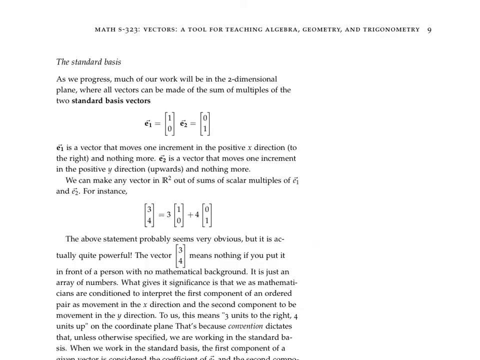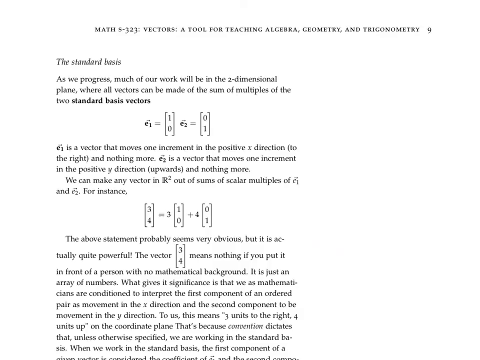So both of these have length 1 as far as their arrows go. And take a look that if you take an arbitrary vector in R2, like 3, 4, you can construct this vector using scalar multiples of the standard basis. 3 times E1 plus 4 times E2 will give you 3, 4. Now this seems really, really obvious, but it's actually really powerful.